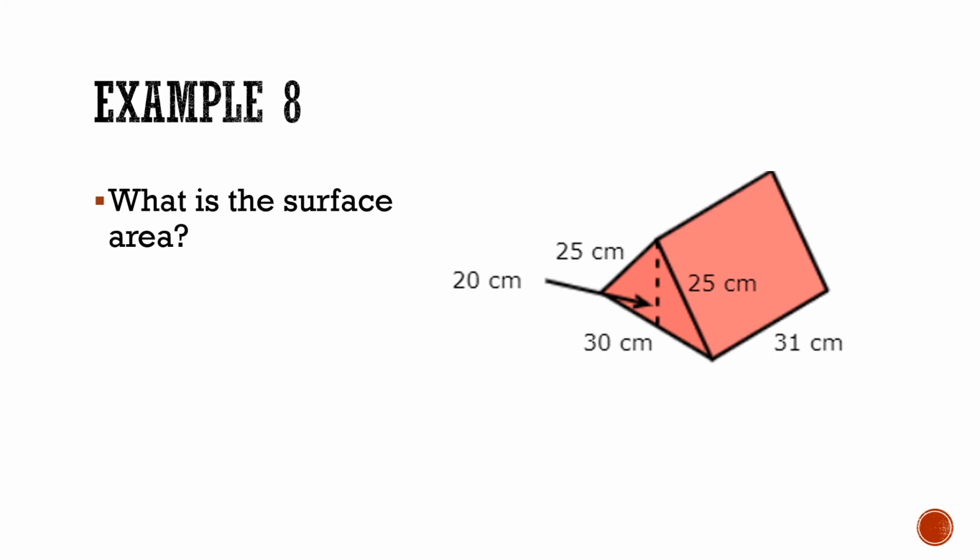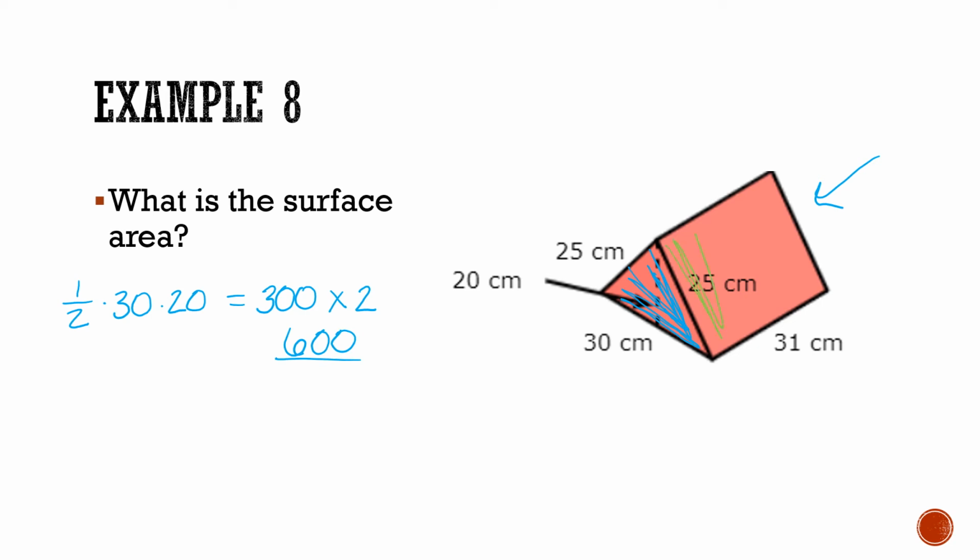Okay, pause your video and try example 8. So we'll start here with this triangle. We'll also have that same triangle here on this back side. So a half times the base of the triangle is 30 times 20. A half of 30 is 15, multiplied by 20 gives us 300. And again, we have that triangle on both sides, so we're going to multiply by 2, giving us 600.